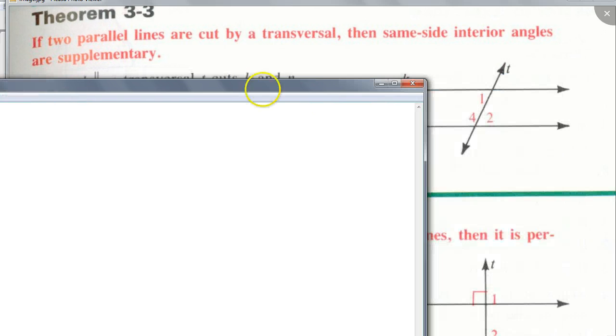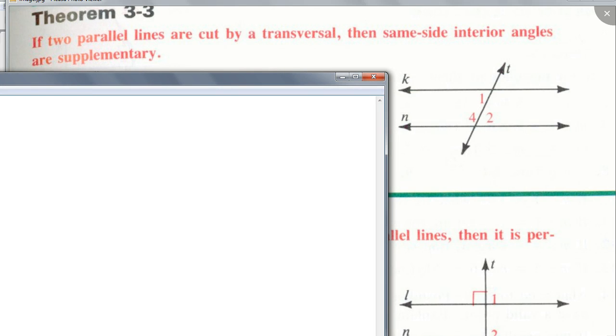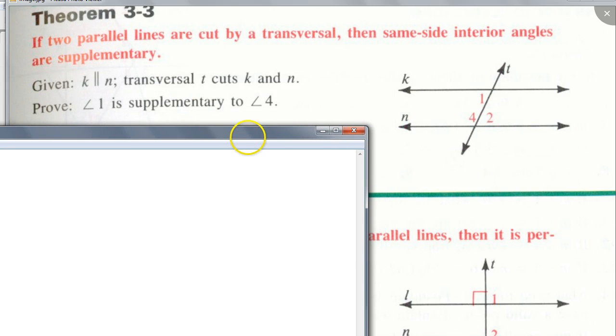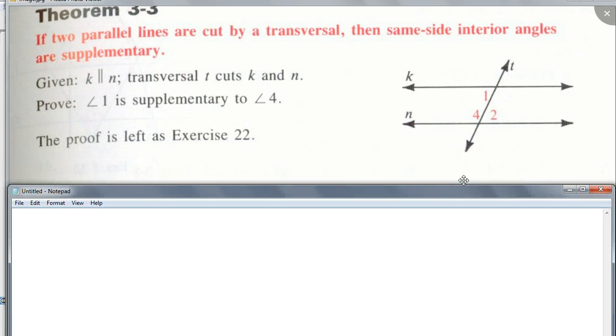So here's a picture. What are they saying? In this picture, of course, K and N are parallel lines, and T is the transversal that K and N are being cut by. Which one of these 2 angles are supplementary? Angle 1 and 4. Would you agree? If I had an angle measure here, like 3, then 3 and 2 also would be supplementary. But that's sort of the same thing. So that's the picture, and here's what's given to you. And you have to prove that angle 1 is supplementary to angle 4. Let's go to the next theorem.